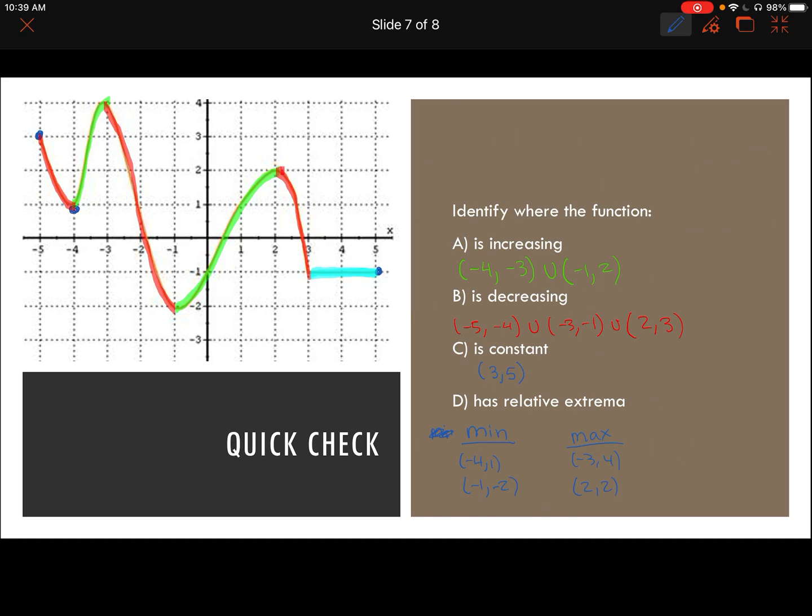All right, so again, a minimum is where the graph switches from decreasing to increasing, so that's going to be from red to green. And we're going to have a maximum where the graph switches from increasing to decreasing, or from green to red.